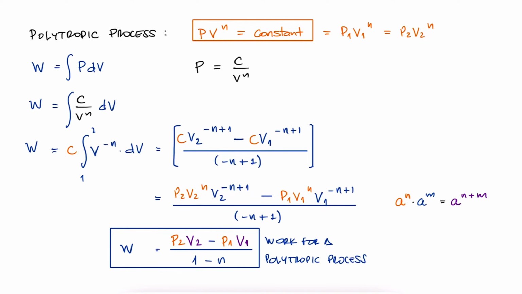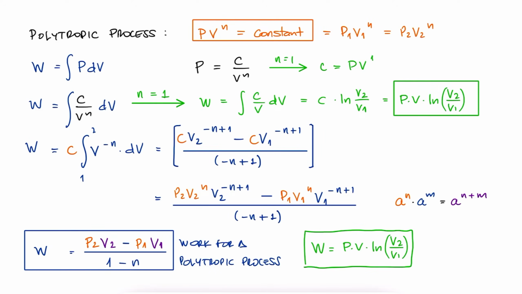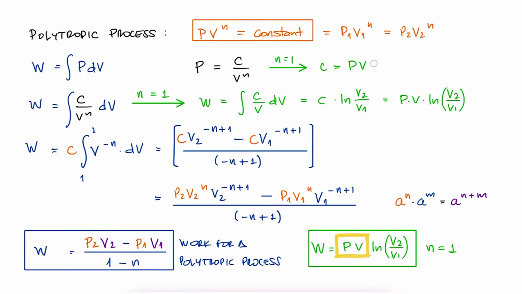This expression is only true for n different than 1, and not because we would run into some mathematical issues dividing by 0, but because if n had been 1 from the beginning, the integral would have been the natural log of V2 over V1 times C, in this case PV. This is the expression for work of a polytropic process when n is equal to 1. And notice that P and V can be that for any state, P1V1, P2V2, P3V3, since the constant is the same for any state.